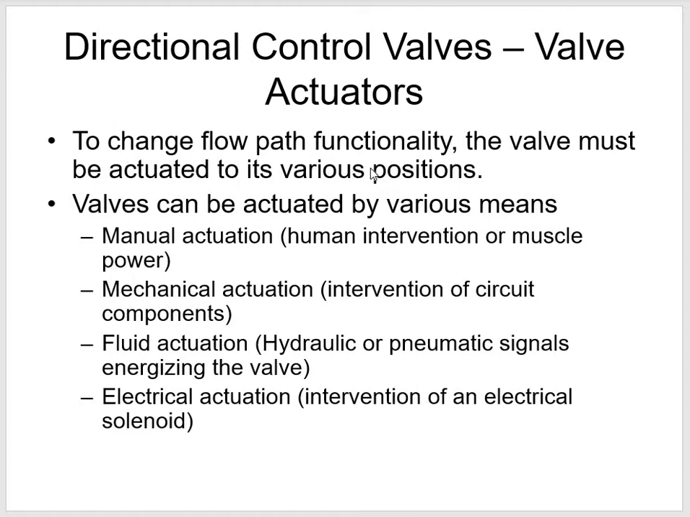So in other words, here they're talking about flow paths. And how to switch back and forth is you have to switch the spool to various positions. You can manually actuate them, you can mechanically actuate them. In other words, the machine actually does it. When it's manually actuated, a person may do it. It might be a push button, could be a lever, could be a foot switch.